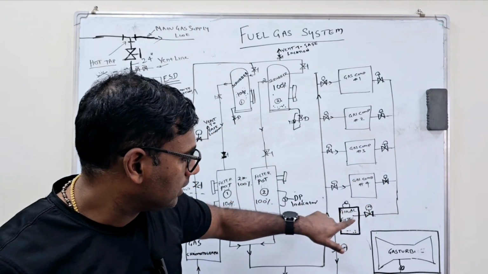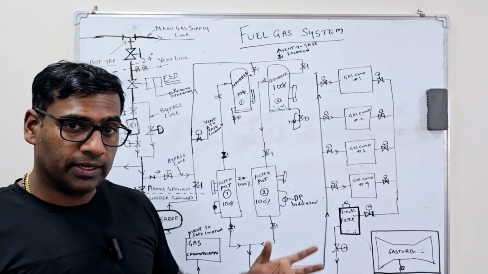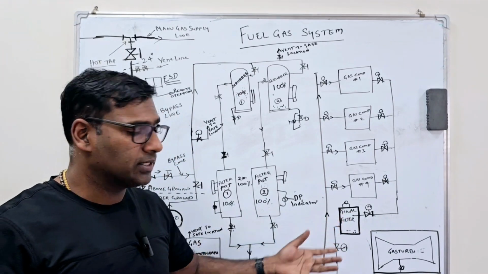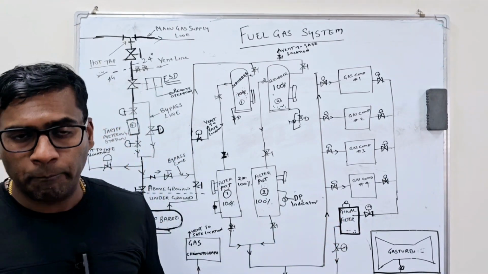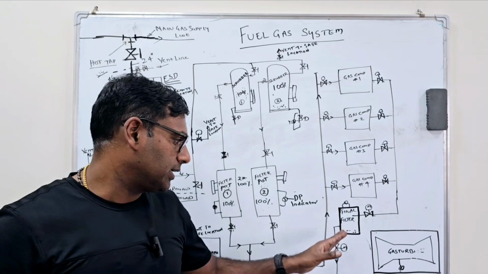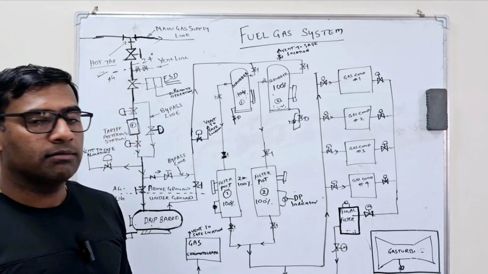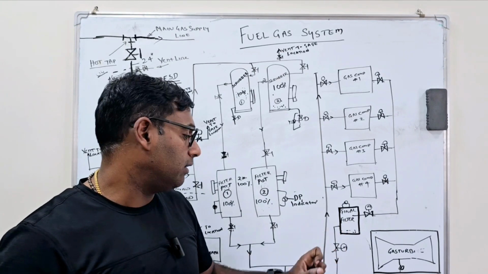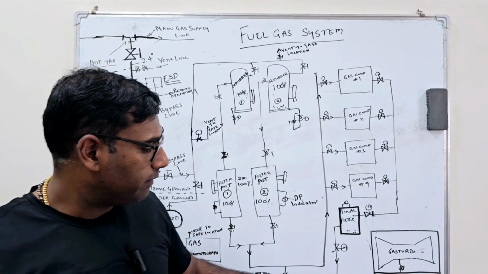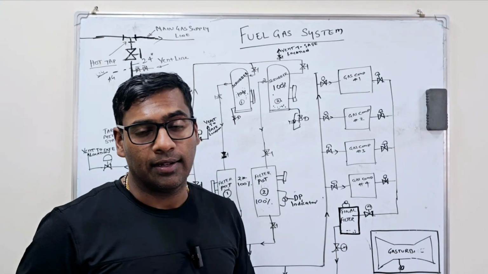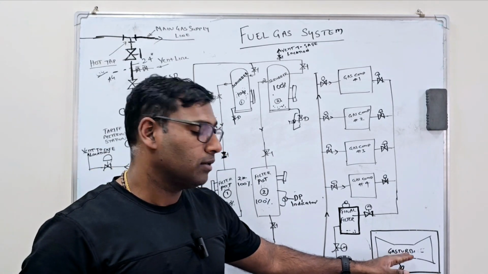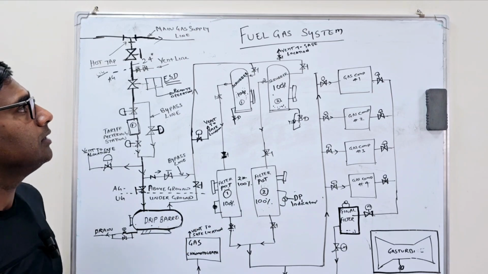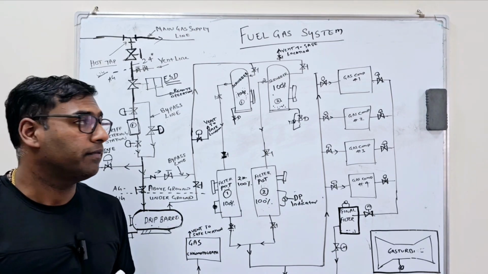Soon after the gas compressor, there will be a final filter. Most stations may have this final filter. Some power plants I haven't seen with this kind of final filter, but most gas turbine power stations may have a kind of final filter. Right after the final filter, the gas enters the gas turbine, and there the combustion occurs. So this is the entire simplified view of a fuel gas system.